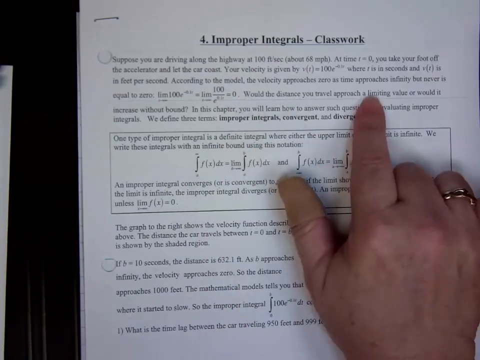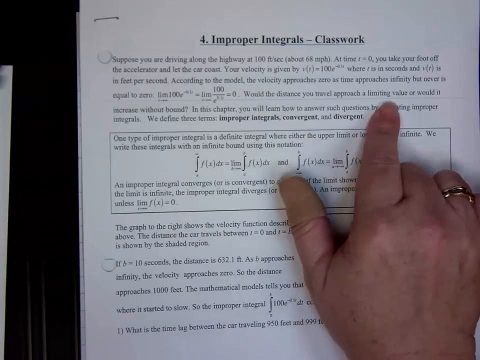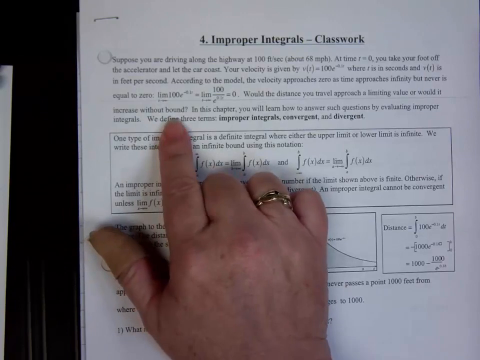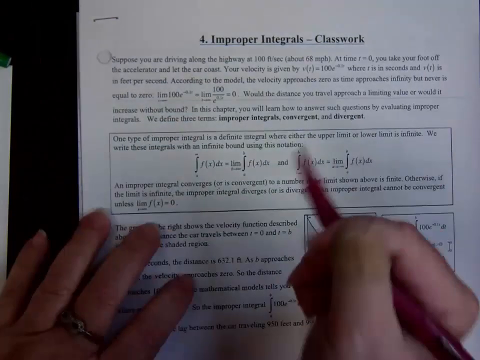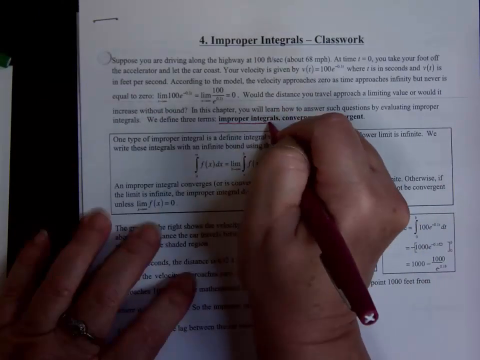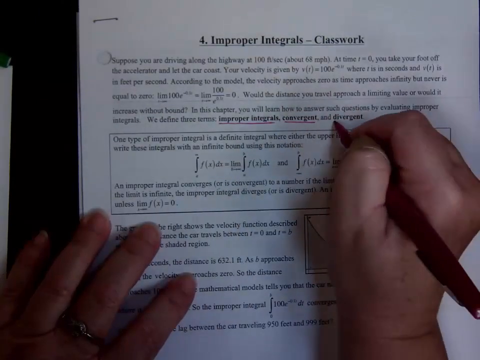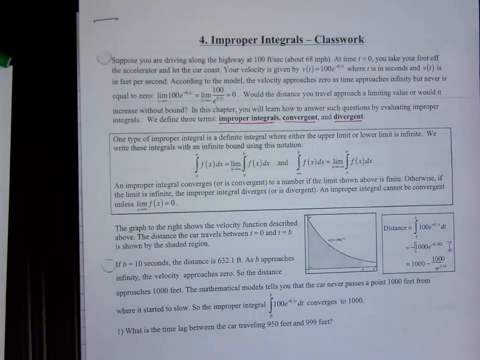So would the distance approach a value, or would the area approach a value, or is it going to increase without bound? So we're going to learn 3 new vocabulary words today: improper integral, convergent, and divergent. And convergent and divergent are going to be huge for the rest of this semester. You're going to know those words, if you don't already, like crazy. You're going to use them a lot, okay?